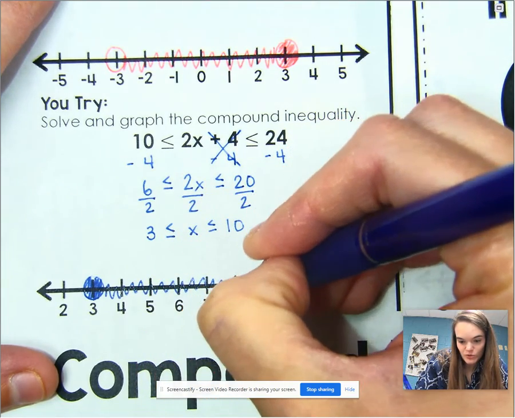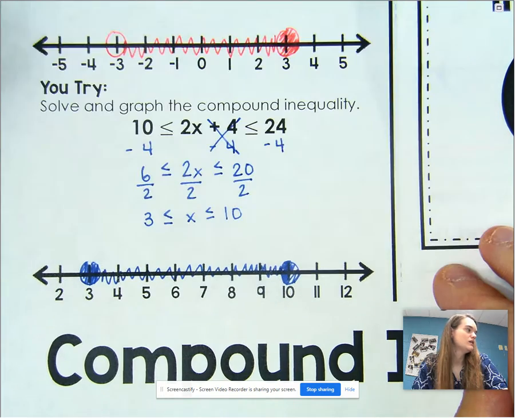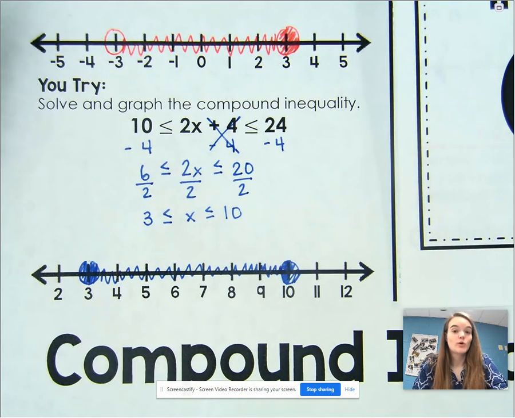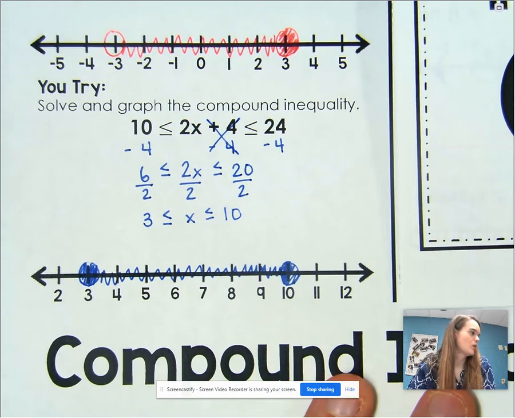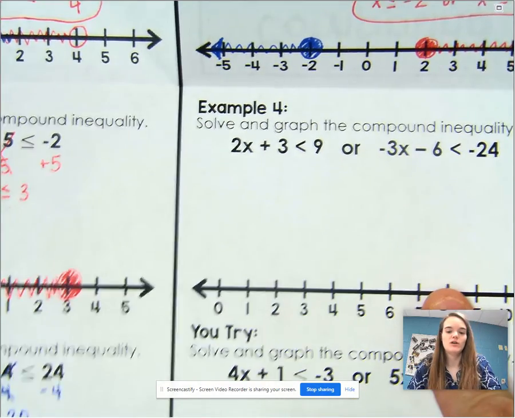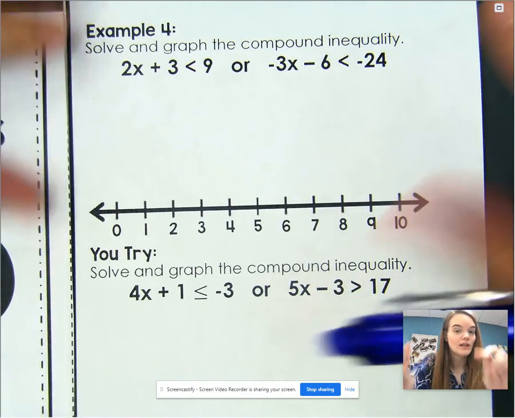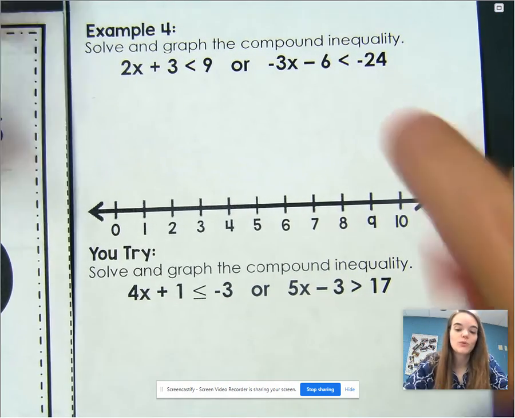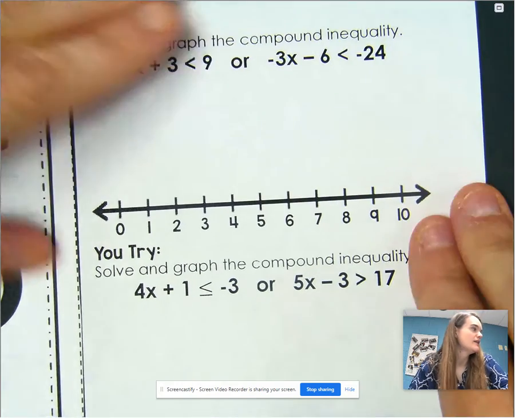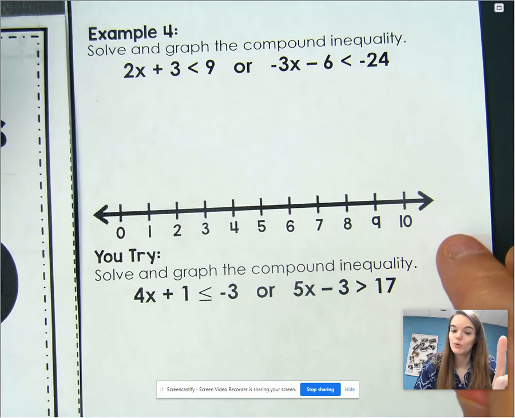Anytime you see the words between or and, it's talking about an and compound inequality. If you see the word or, it's probably talking about or. We're going to solve some or compound inequalities. Or compound inequalities are just like having 2 problems at the same time. So we don't have to worry about having 3 sides anymore. We just worry about solving this one and then solving this one. Easy to remember, but more work.